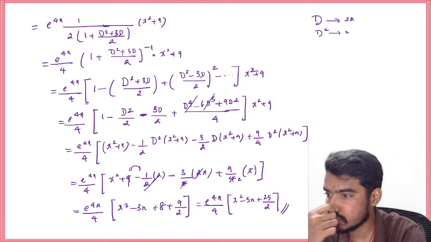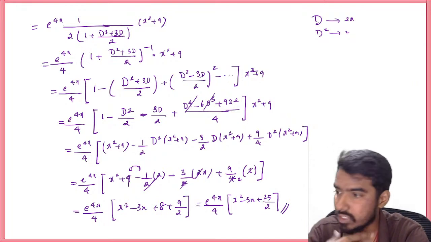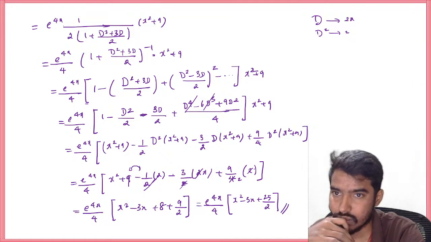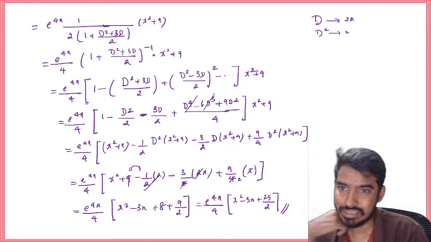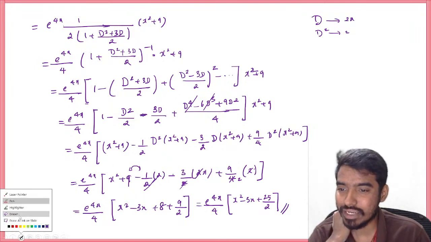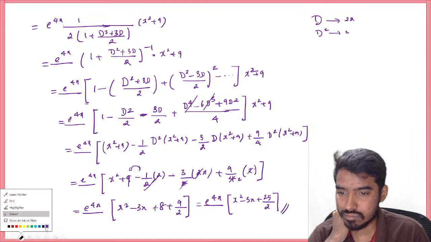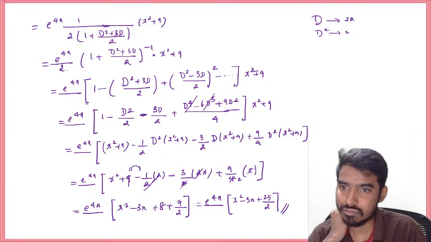It's x square minus 3x plus 25 by 2, times 1 by 2 e power 4x. Okay. I don't know why I wrote 4 here. Lots of mistakes today.